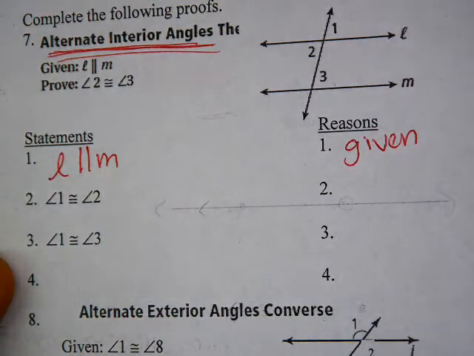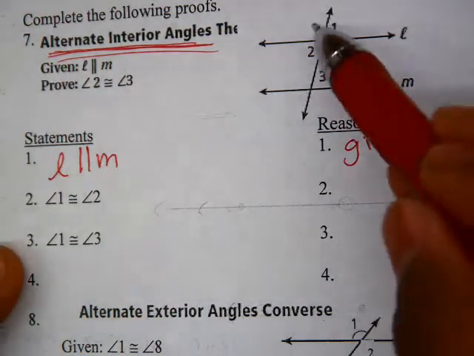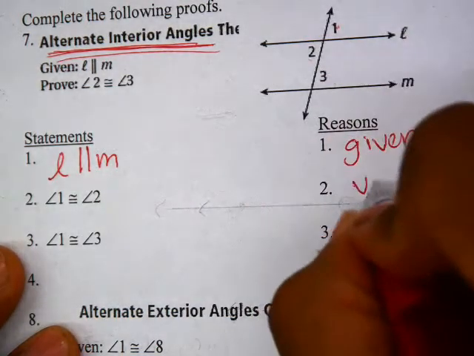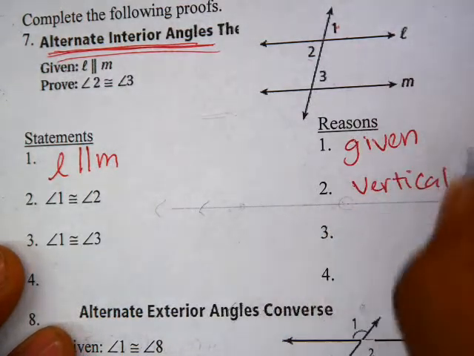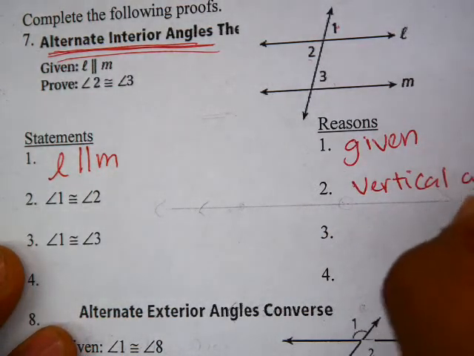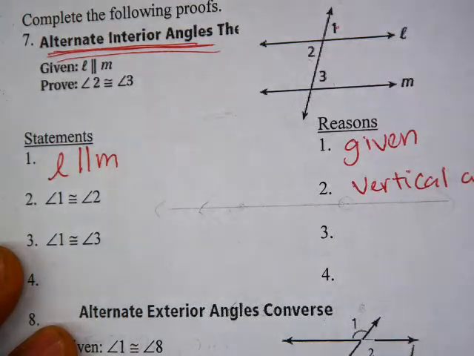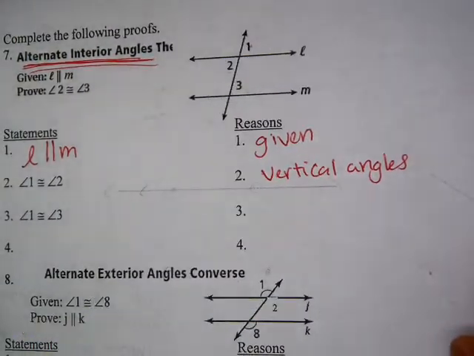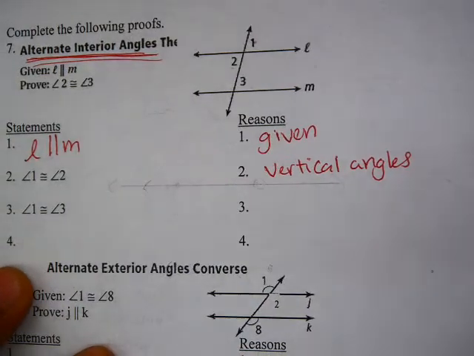Okay. The next statement that was said is that angle 1 is equal to angle 2. That's true, and that is true because angle 1 and angle 2 are vertical angles. Vertical angles are always equal to each other. So we can say vertical angles are always equal, definition of vertical angles, whatever we want, but those are congruent because they are vertical angles.